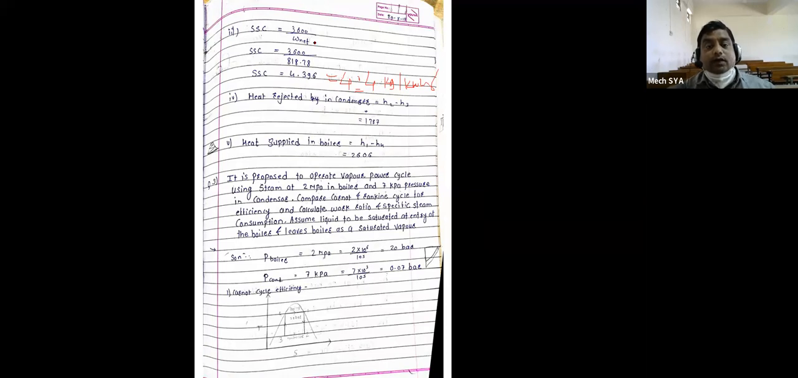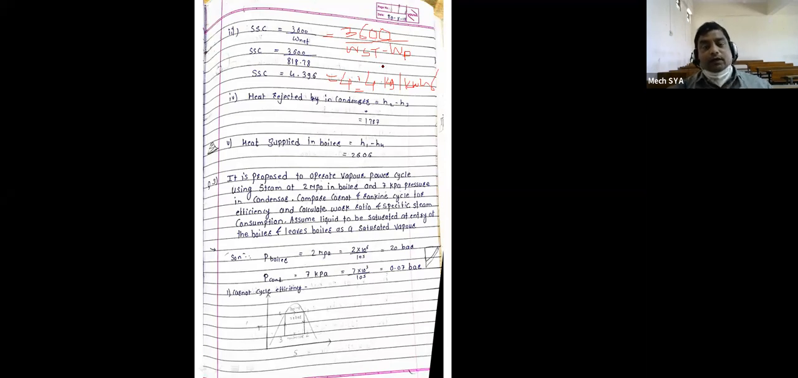Okay, so 3600 divided by W net. W net is equal to what? 3600 divided by W net, which means W steam turbine minus W pump. In this case, it will become 4.396 or 4.4 kg per kilowatt hour.